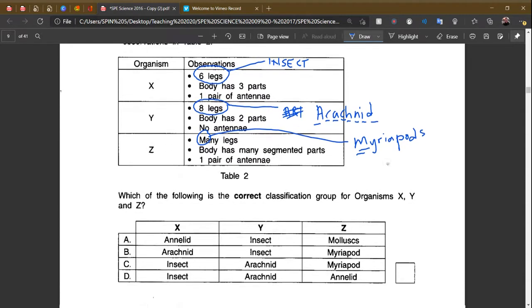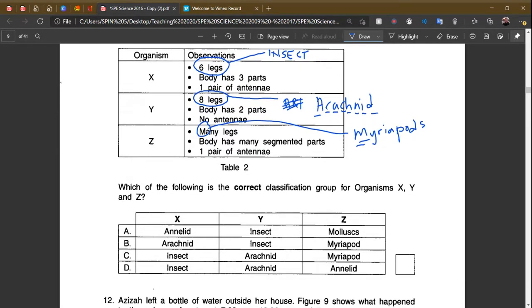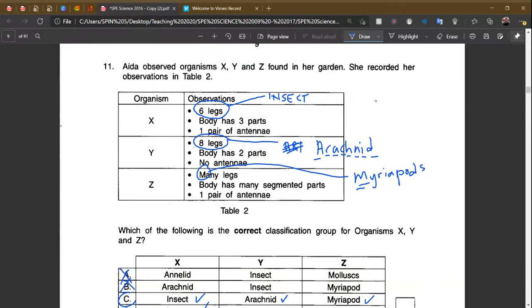And if you look at the choices, X is insect. This is the possible choice. And Y is arachnid, as I mentioned. And the third one is many legs, therefore it's C. And the main group for these three, that have different sets of legs, is called arthropod.